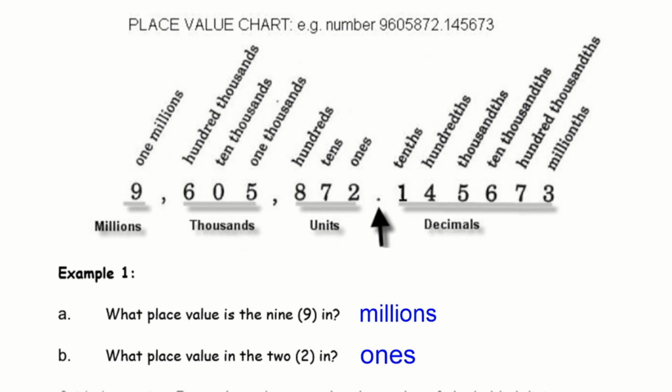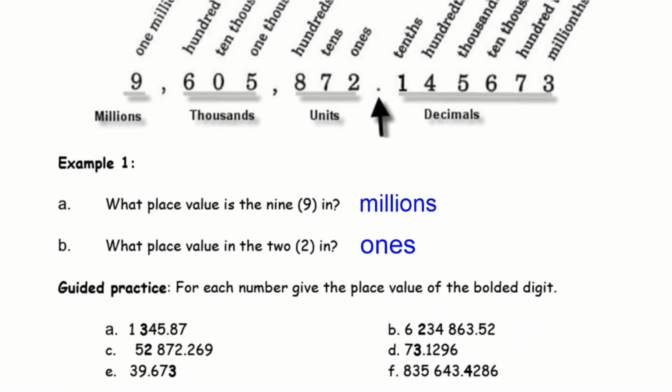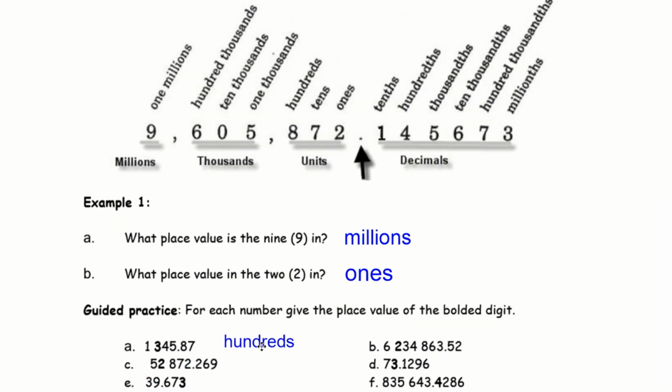And we are going to practice more. So we have question A. 1345.87. So for 3, from the decimal to the front is ones, then tens, then hundreds. So 3 is at hundreds.